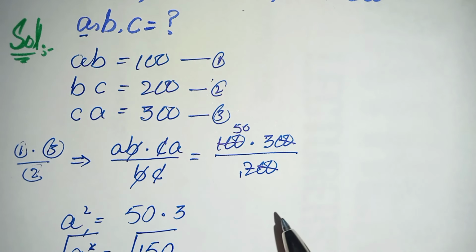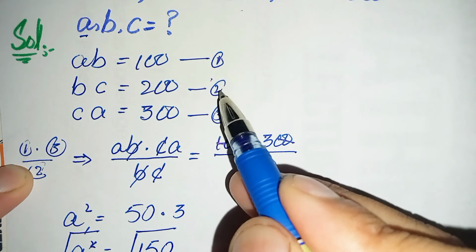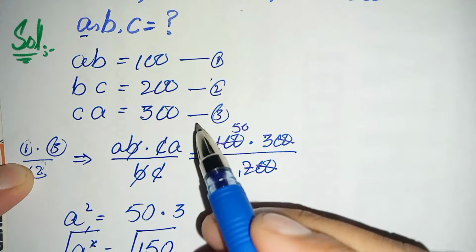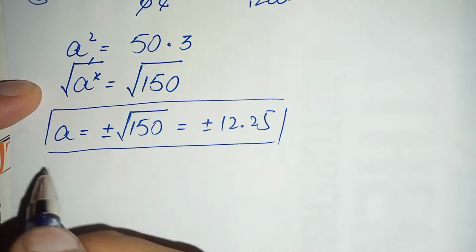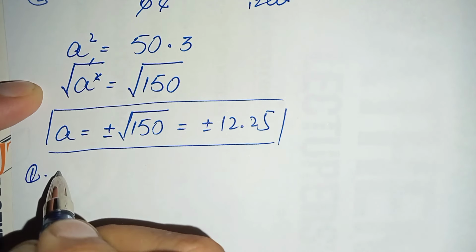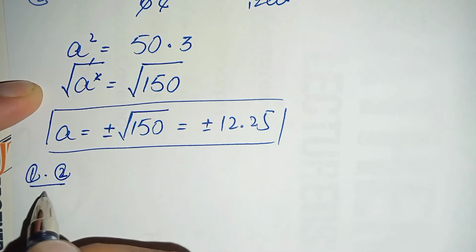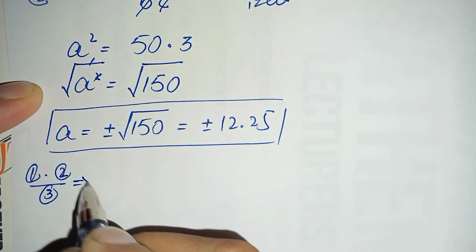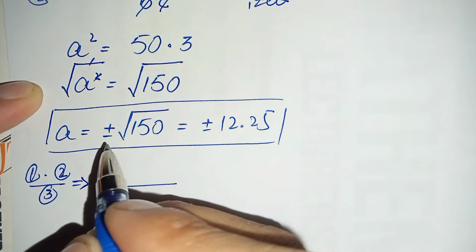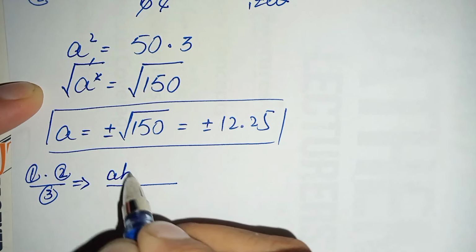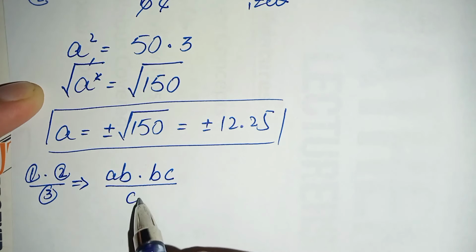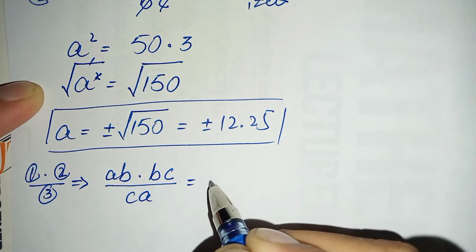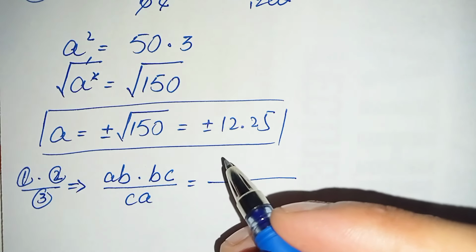Now to find the value of B, we will multiply equation number first and equation number second, and we will divide the product by equation number third. So again, let us multiply the left hand sides. So the left hand side of equation number first is AB times the left hand side of equation number second, BC, divided by CA is equal to, we will multiply their values which are in the right hand side.